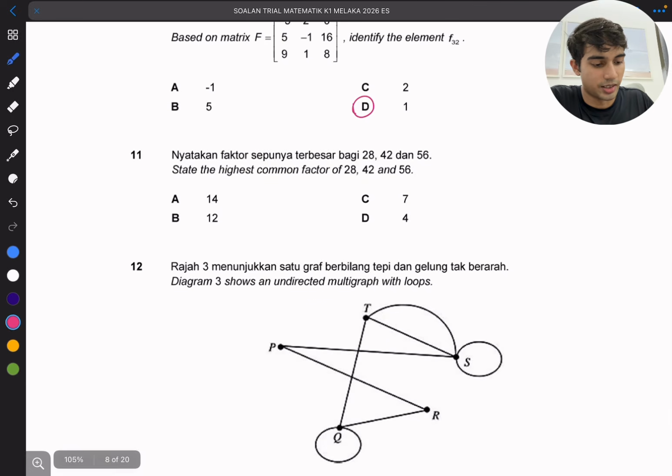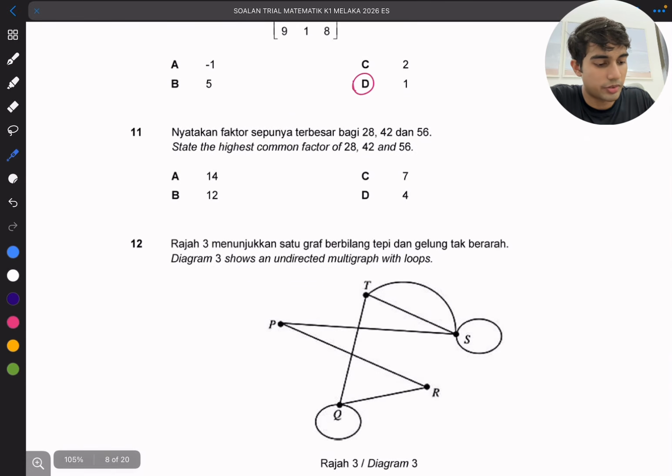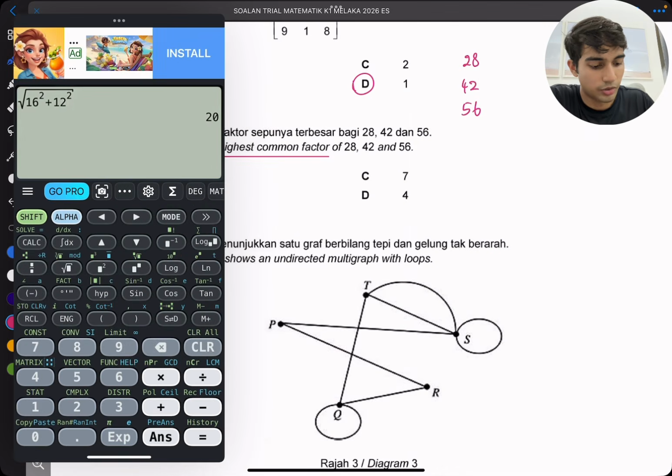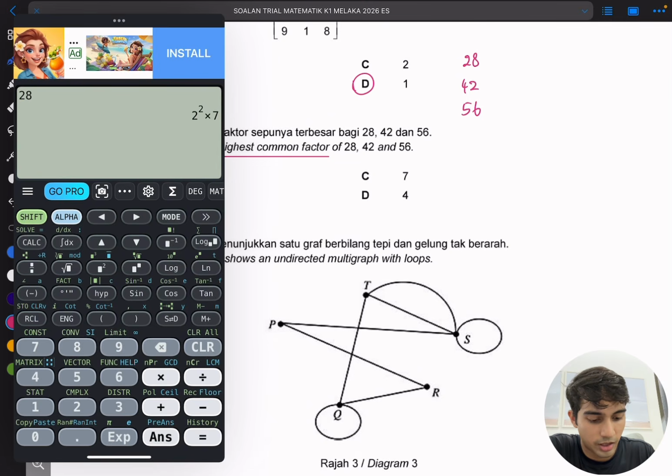Okay. Next. State the highest common factor of 28, 42 and 56. Okay, this one I actually have a trick for you. I can show you how to do it in the calculator. So for HCF, just write this down first. And then what you can do is find the factors from your calculator. So you press 28, then you press equals. Then you look at this button here. Okay. So you press shift and this button, it will show you the prime factors. It's 2 squared times 7.